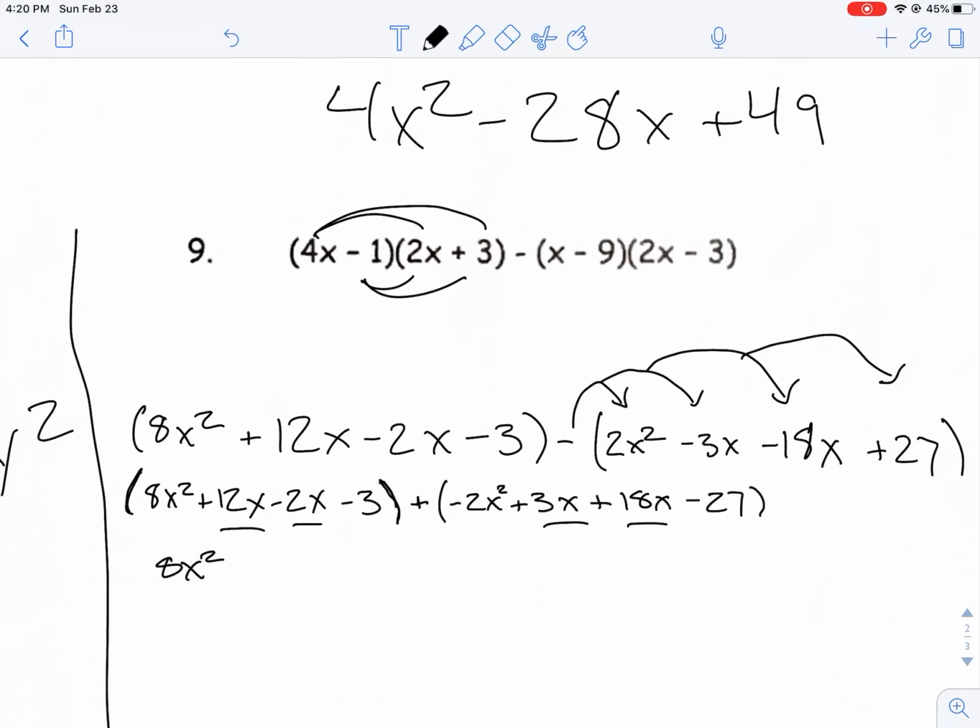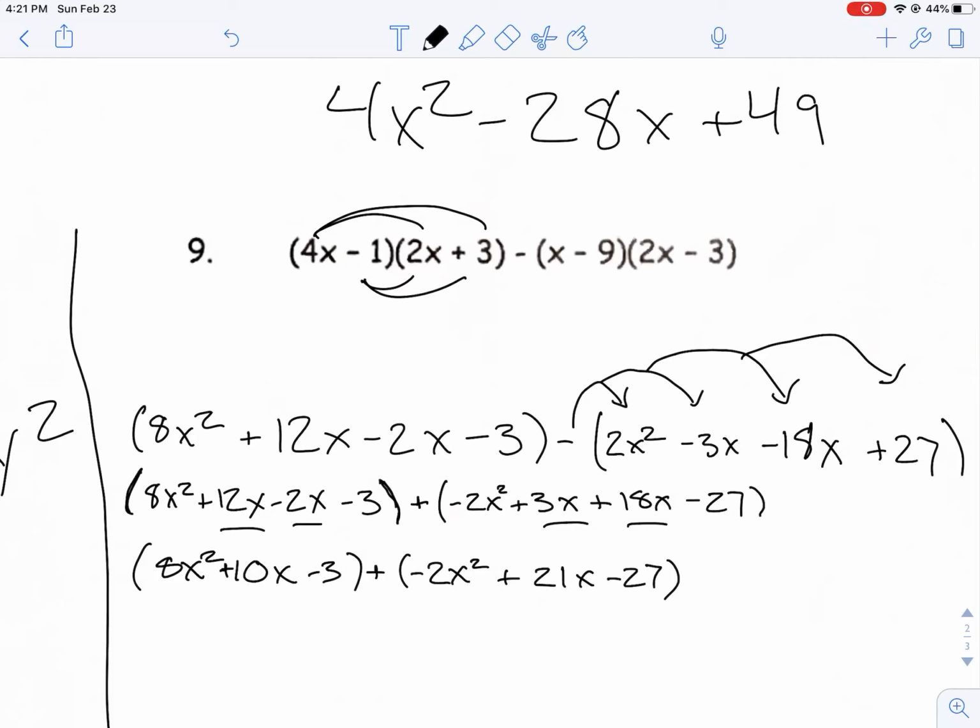So 8x squared. This is a 10x. So 12 and negative 2 is positive 10. And then a minus 3, plus a negative 2x squared. And I'll keep these in parentheses. Plus, this is going to be 21x minus 27. And we're on to the final step, finally.